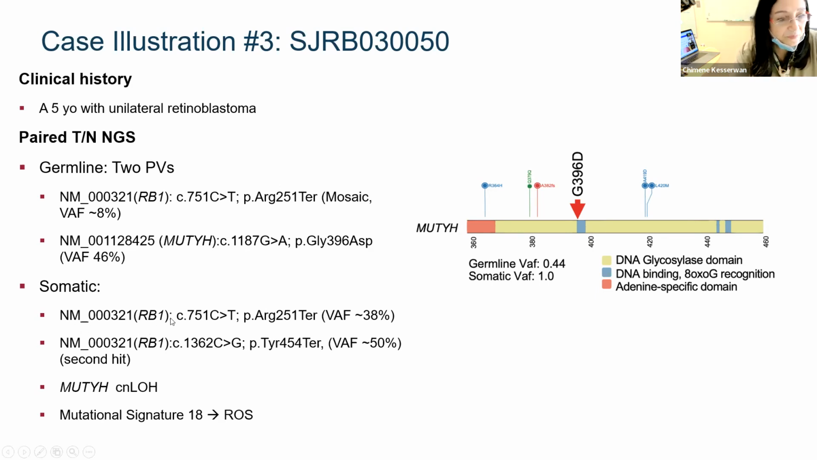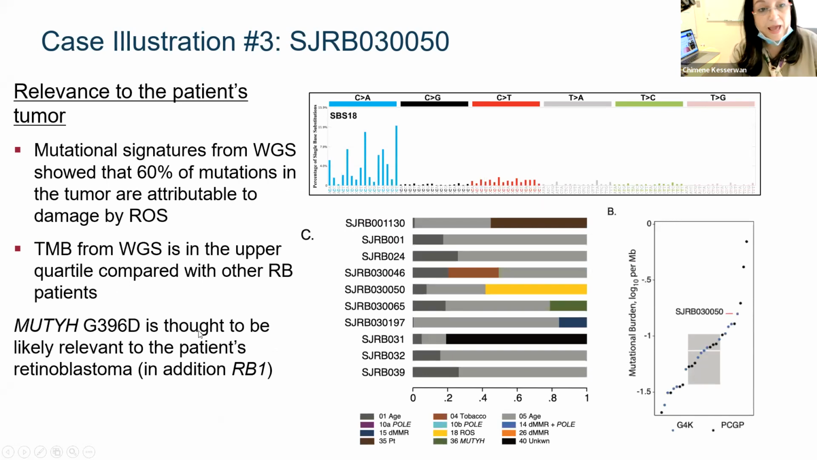So in the somatic, we did find the second hit. Yes, we did find a second hit in RB1. So we have the first one and we have the second one. But also for MUTYH, we did find copy-neutral loss of heterozygosity. So we have two hits also in MUTYH. Now we looked at the mutational signature, and it showed us mutational signature 18, which is indicative of a reactive oxygen species signature. It is beyond the scope of the talk to discuss mutational signatures, but here is how it's relevant to the patient's tumor.